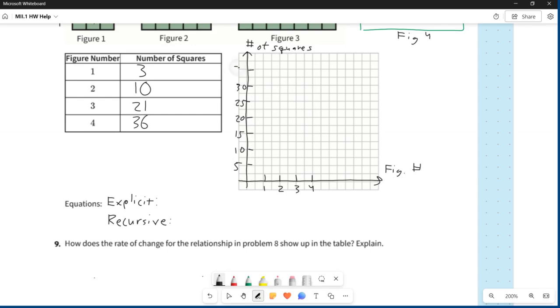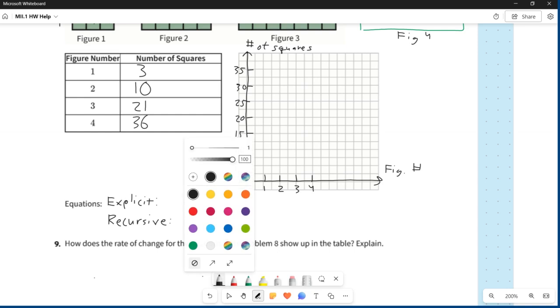Another 2 is 35. And we can see that we're going to be able to fit 36 in this graph. So now we just want to plot our points. Go ahead and use a larger dot here.